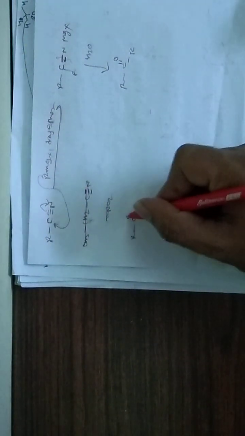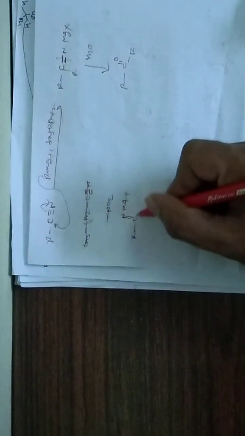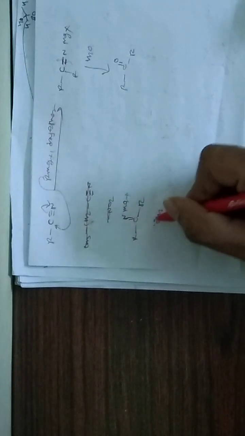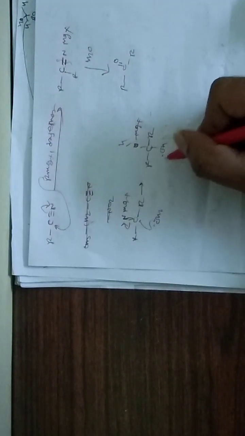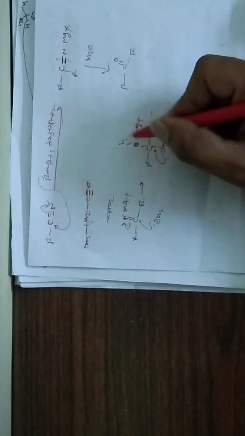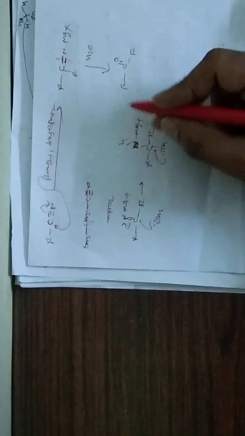What is that? R-C double bond N-MgX, here R. Water is added, and this will act as a nucleophile. This bond will open, and what will form? R-C-O, MgX, here H, here R, here OH. Now this bond will come back, the nitrogen will be protonated and this will leave out. So C double bond O, R.